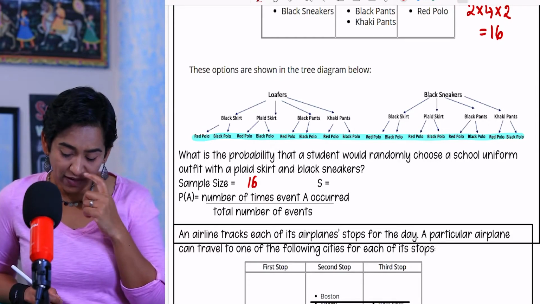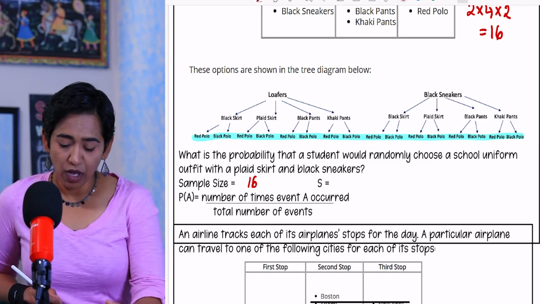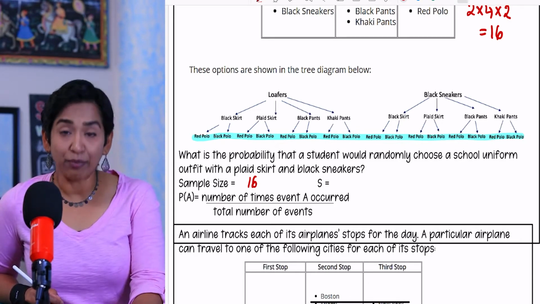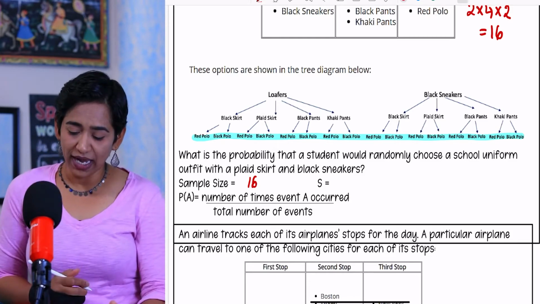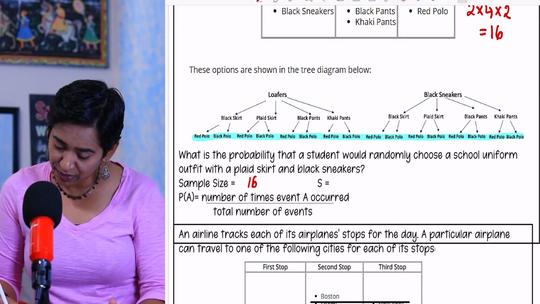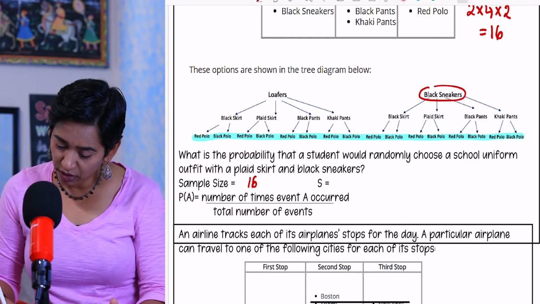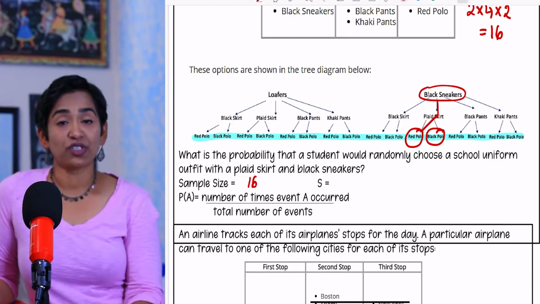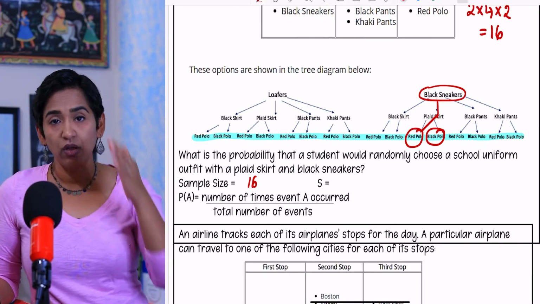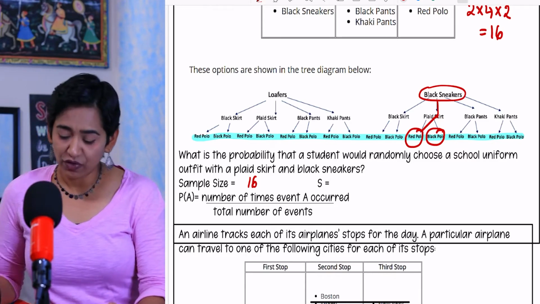Now let's see what they're asking me. What is the probability that the student randomly chooses a school uniform with a plaid skirt and black sneakers? So let's see how many options I have for plaid skirt and black sneakers. Where is my black sneakers? Black sneakers and plaid skirt. So going down, this is black sneakers, plaid skirt, red polo, right? 1, 2. Do you see that? I have 2 options. So I can wear black sneakers, plaid skirt, red polo, or black sneakers, plaid skirt, and black polo. Fair enough? So I have 2 options for that.